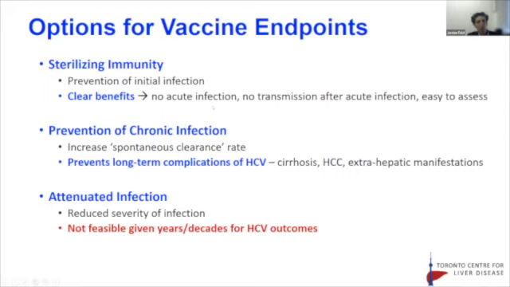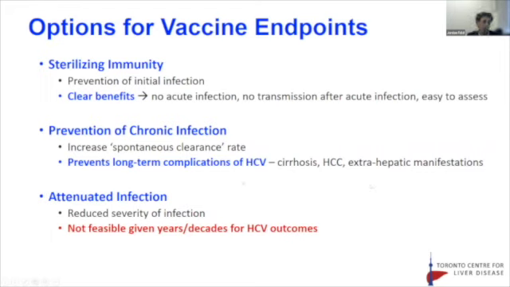There's no acute infection. There's no transmission after acute infection. And the best thing about it for a CHIM is it's actually very easy to assess. The problem with it is it may be a very high bar. The alternative would be to prevent chronic infection. So in this concept, you would aim to effectively increase the spontaneous clearance rate in people who receive the vaccine. And the benefit here is, although you don't prevent acute infection, you still prevent the long-term complications of hepatitis C, particularly of advanced liver disease and of non-liver related complications and liver cancer.